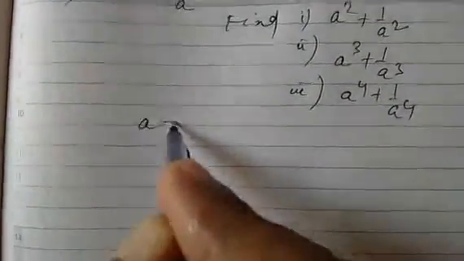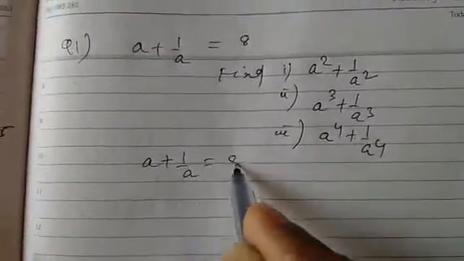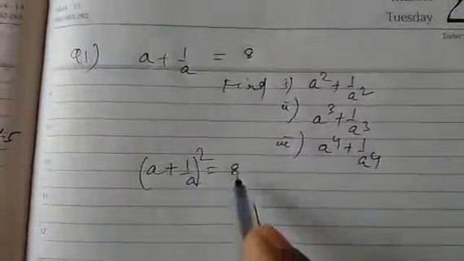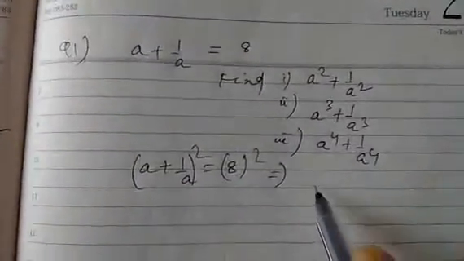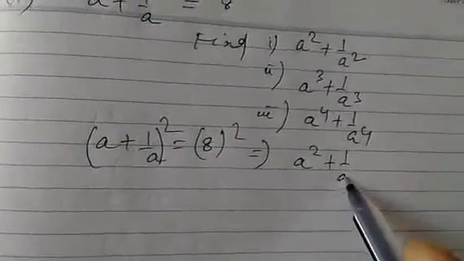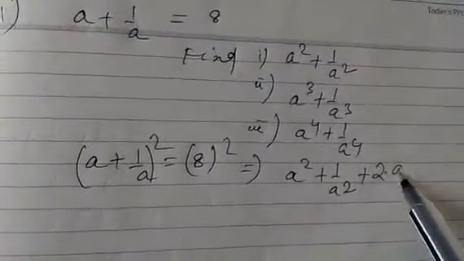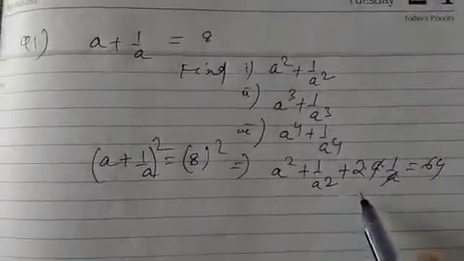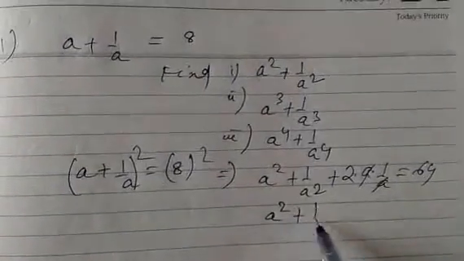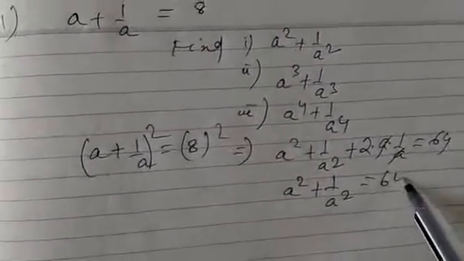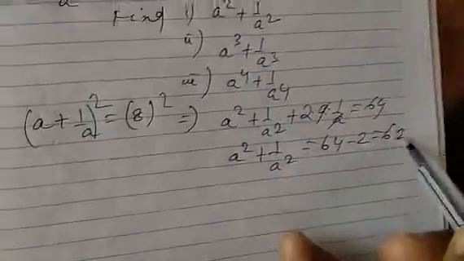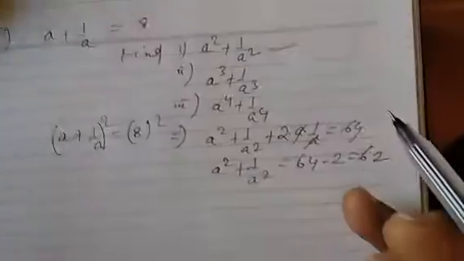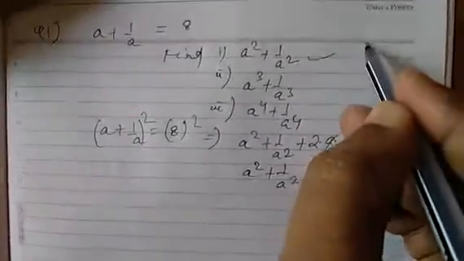Since a plus 1 by a is equal to 8, squaring both sides, we will find a square plus 1 by a square plus 2 into a into 1 by a is equal to 64. A cancels. We got a square plus 1 by a square is equal to 64 minus 2, that is 62. So the first answer is 62.